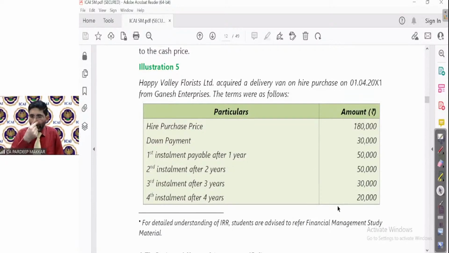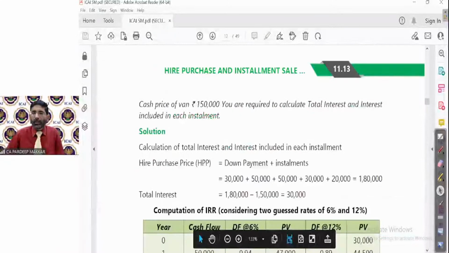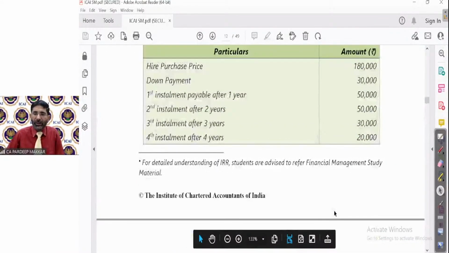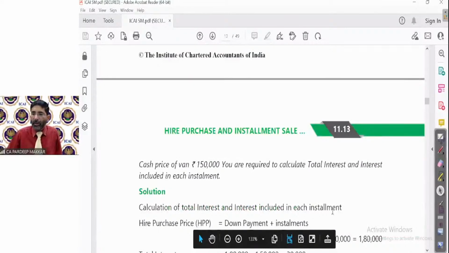Terms are given to you that HP price is 1,80,000. But a down payment is given to you. First, second, third, fourth installment is given to you. Cash price is also given to you. You have to calculate the total interest and interest included in each installment. Now here, interest rate is given. No, interest rate is not given to you.